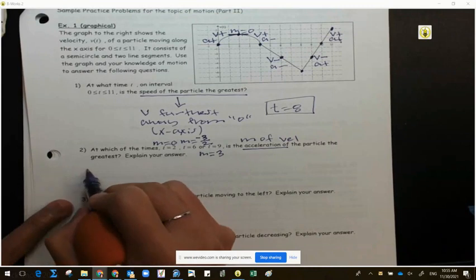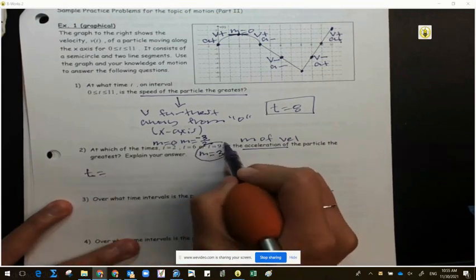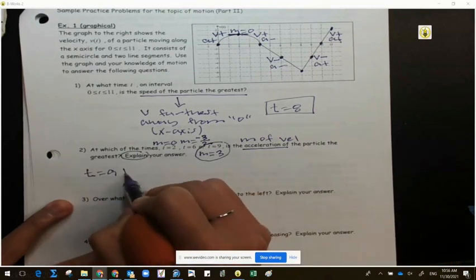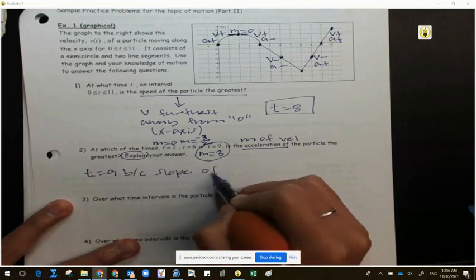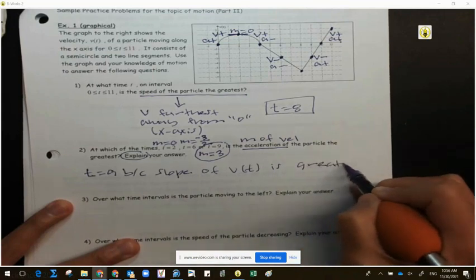And where is my acceleration the biggest? When t equals what number? Isn't that the biggest one? T equals 9. And it says to explain, so I need to write out because the slope of v of t is the greatest. The slope is the greatest. You could say v of 9, but in general, within that graph from the 3 points, that is the greatest.